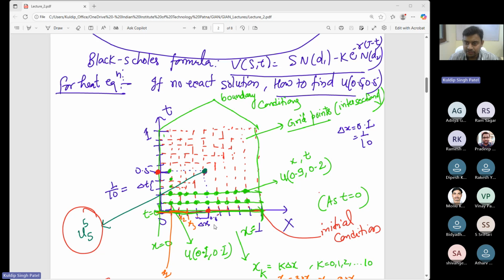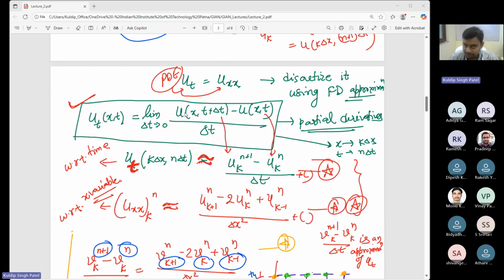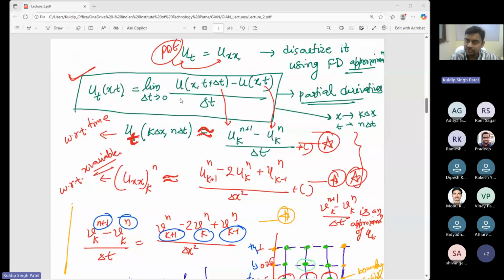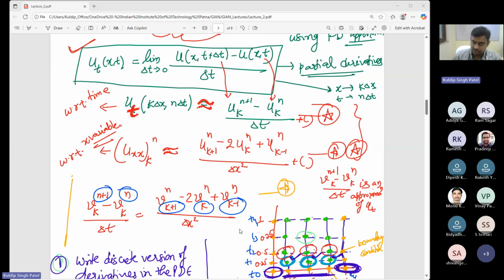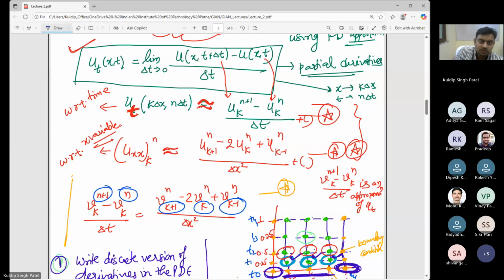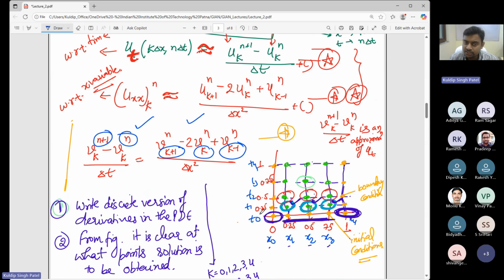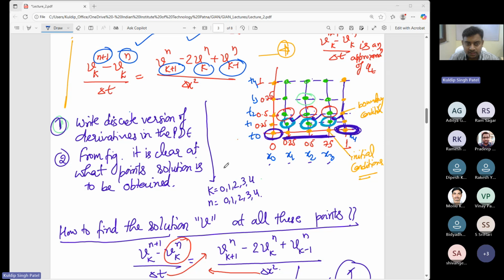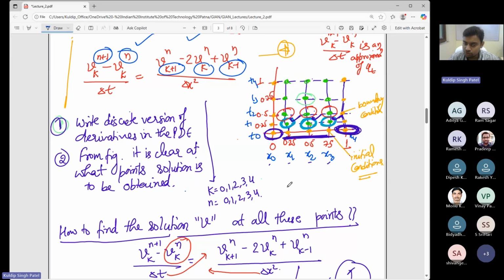And then what we did, we took the heat equation, we utilized the definition of partial derivatives that we have been taught in our +2 classes, and then we simply put the discrete version of the derivatives in the heat equation, right? So this is the discrete version of the ut and uxx. Okay, so we can see here, and then we wrote the discrete version of derivatives, and from the figure, it is clear at what points the solution is to be obtained.